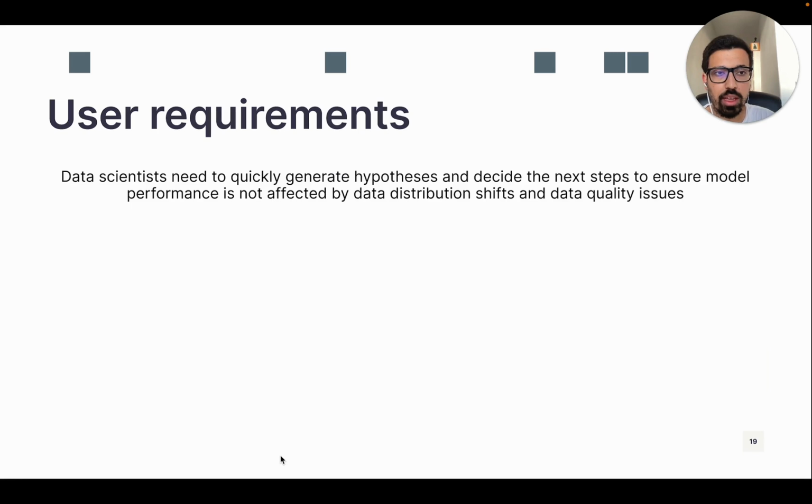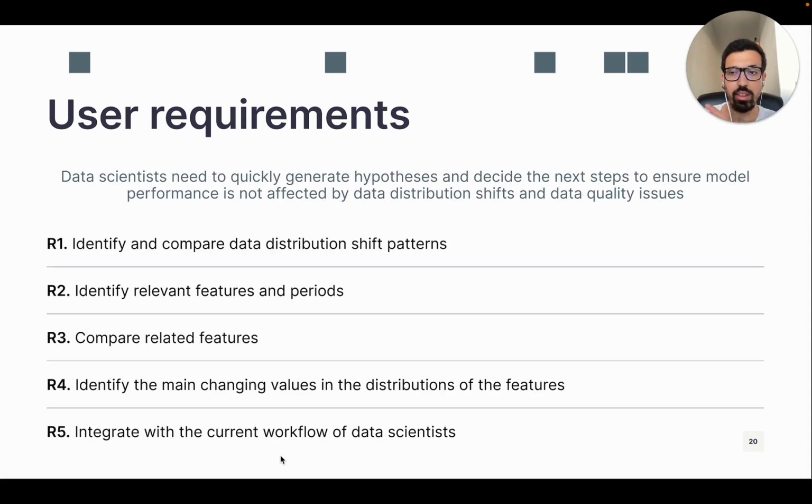Data scientists, as we identified, need to quickly generate hypotheses and decide the next steps to ensure that model performance is not affected by data distribution shifts or data quality issues. So we settled on five requirements. As number one, we have identify and compare data distribution shift patterns. As number two, identify relevant features and periods. Three, compare related features. Four, identify the main changing values in the distributions of the features. And finally, we want to integrate this solution with the current workflow of data scientists.